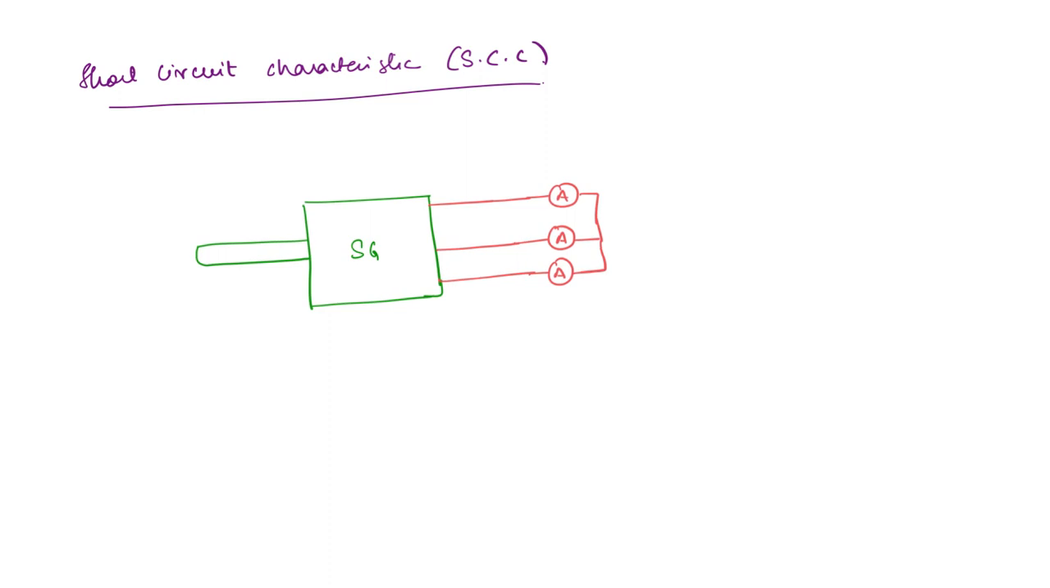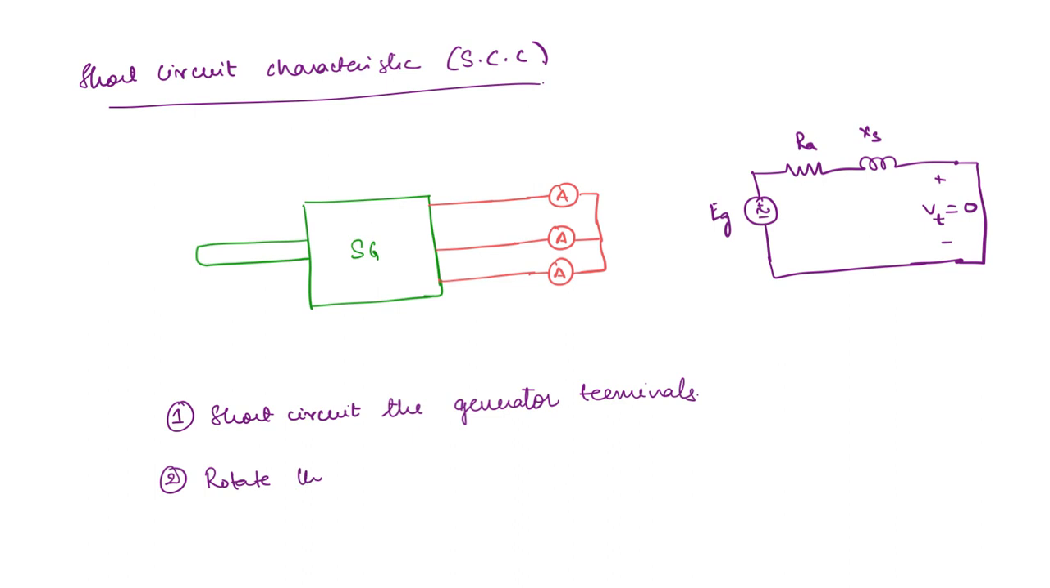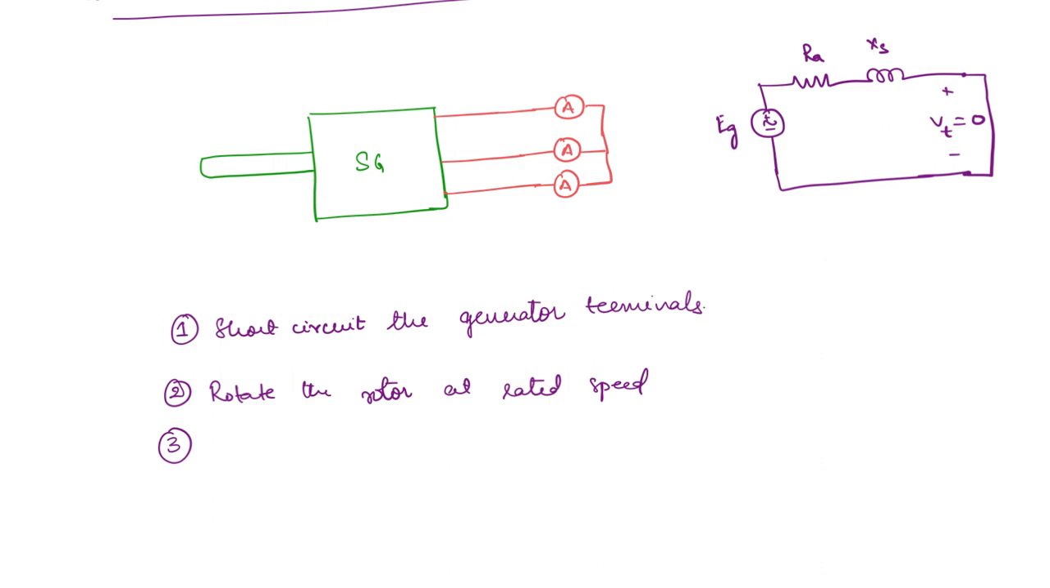So what will be the per phase equivalent circuit? You are going to get it like this. Here it is going to be short circuited. This is EG, RA, XS, and VT is equal to 0. Here VT is not equal to EG. So what are the steps involved here? We are going to short circuit the generator terminals. Next we are going to rotate the rotor at rated speed. Next we are going to vary the field current starting from 0.